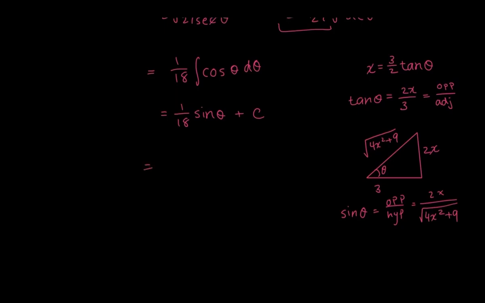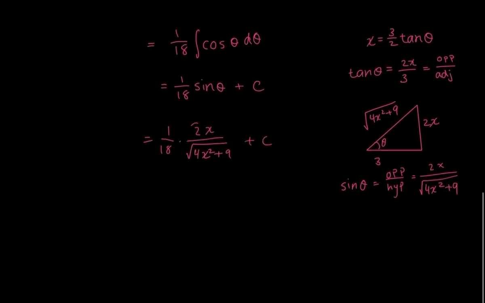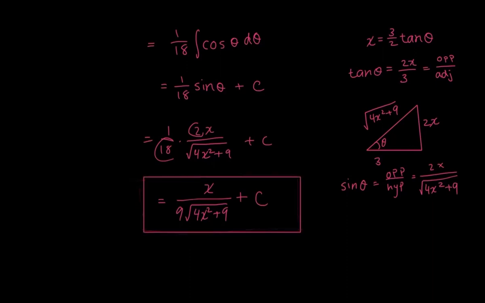So this is equal to 1 over 18 times 2x over the square root of 4x squared plus 9 plus c. And then that 2 will reduce that 1 over 18, and I'm also just going to combine this into one fraction, so that I'm left with x over 9 times the square root of 4x squared plus 9 plus the arbitrary constant c, and that is my solution. And that's it.